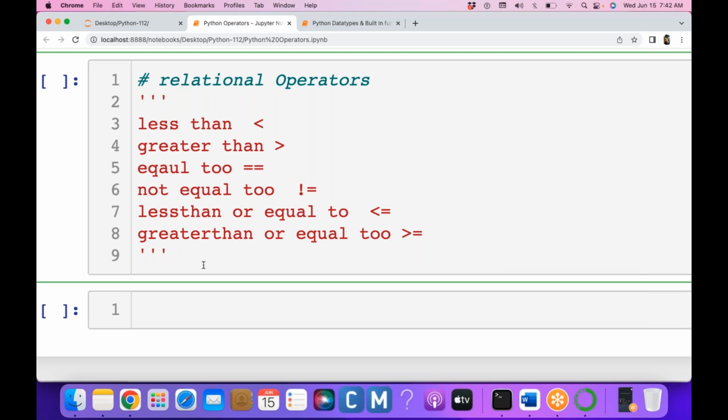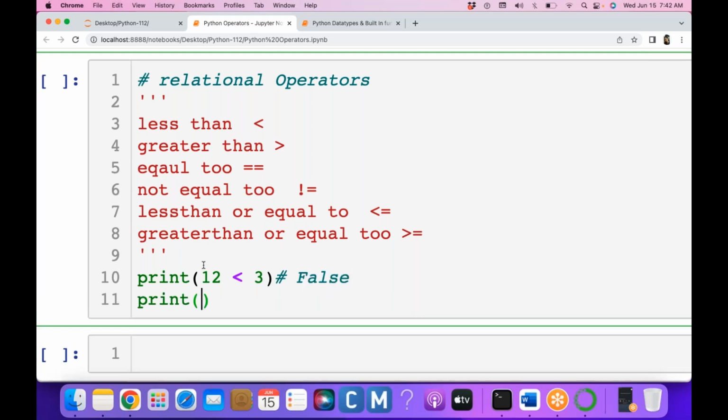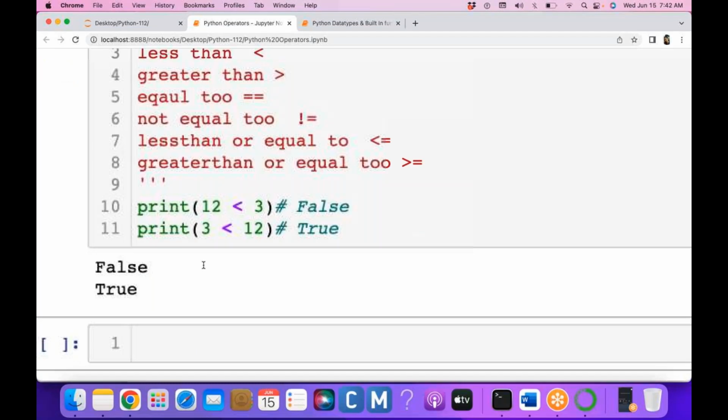Can you tell me the result? If I go with 12 less than 3, is it true or false? The output will be true or false. If and only if the left side data is smaller than the right side data, then it returns true. But actually here 12 is more than 3, right? So it will be false. But the same thing, if I go with 3 less than 12, here 3 is 100% smaller than 12, so it returns true, right?